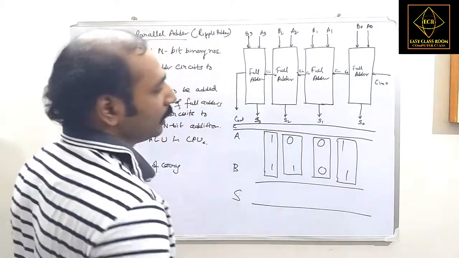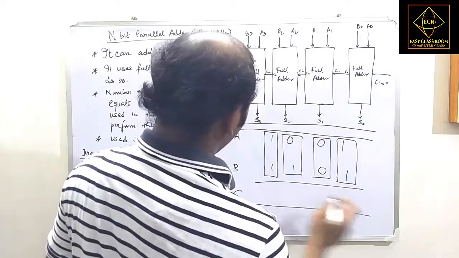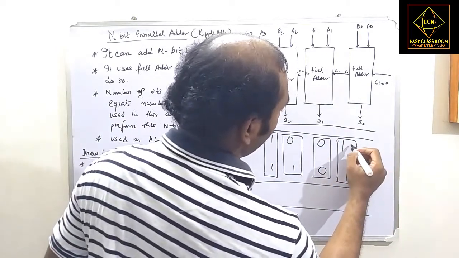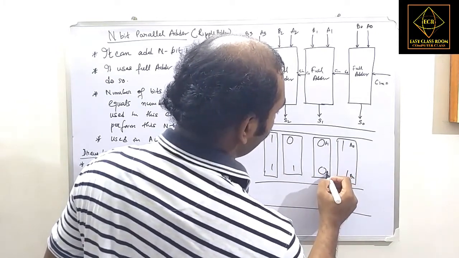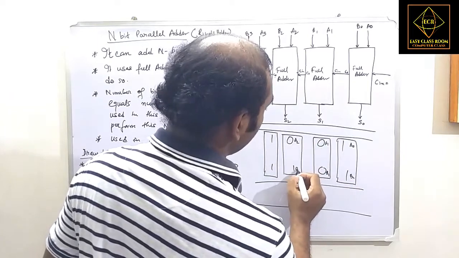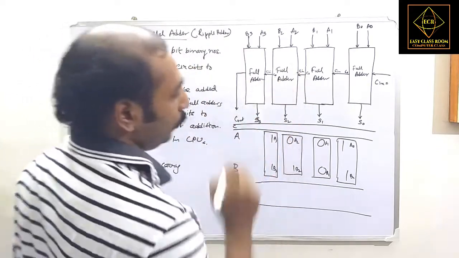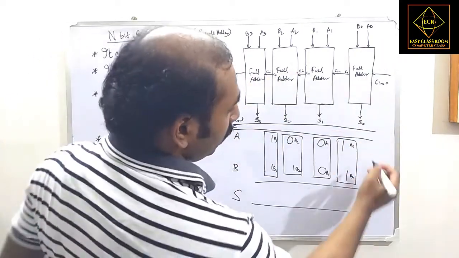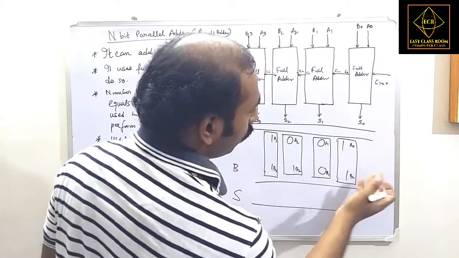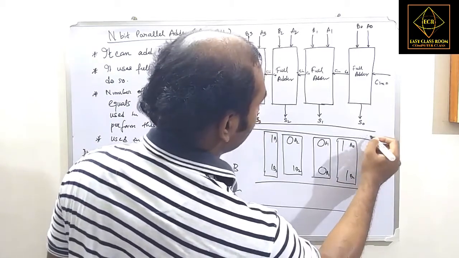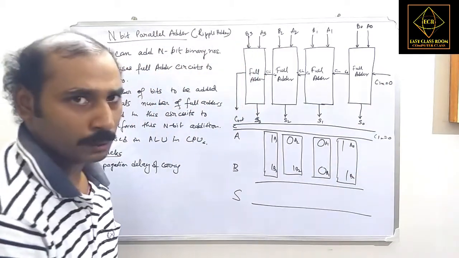Let us understand first. This is A0 and this is B0. This is A1, this is B1, this is A2, this is B2, this is A3, and this is B3. Now, since there is no carry at the beginning, the carry in, C in, will be 0. So here the C in will be 0.